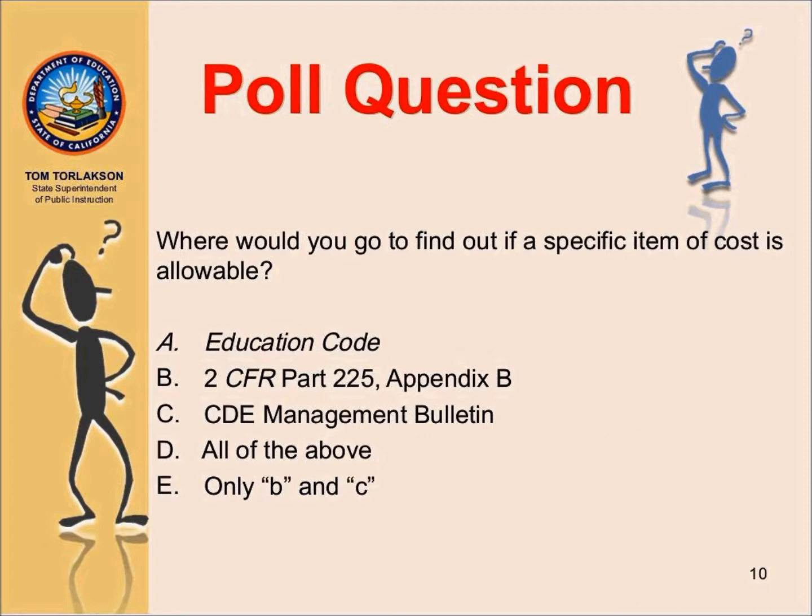The answer to the question is D, all of the above, as you have multiple resources to find out if a specific item of cost is allowable.